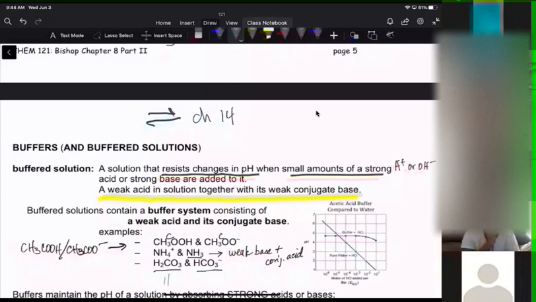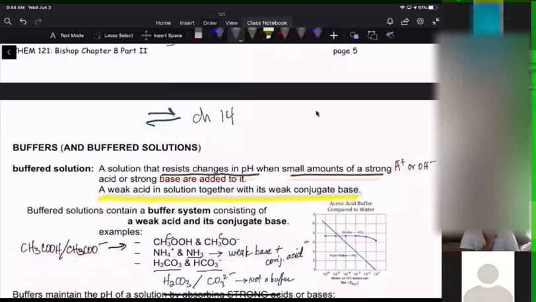Now what if I had carbonic acid together with carbonate ion? Would that make a buffer? No, because it's not a conjugate acid-base pair. They differ by 2 protons, so it's not going to make a good buffer.